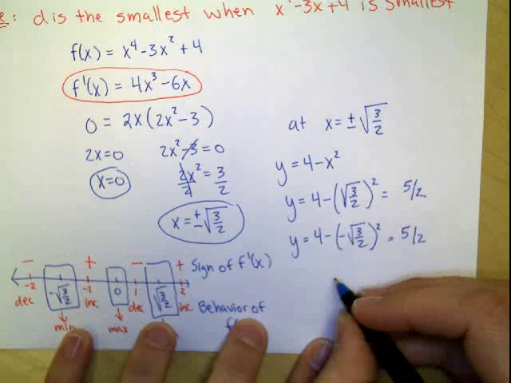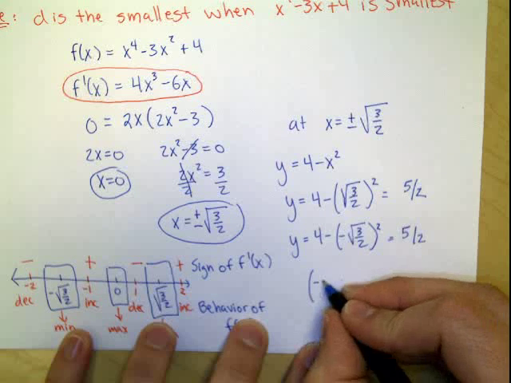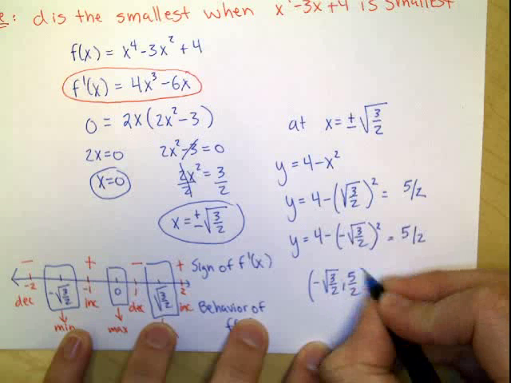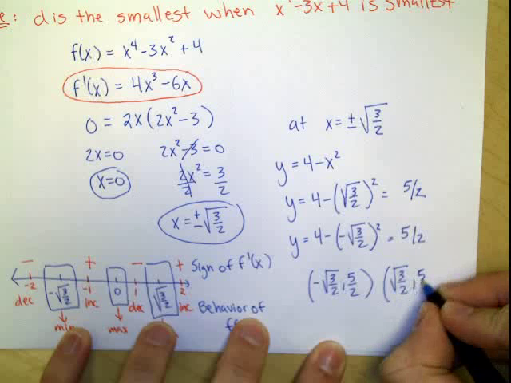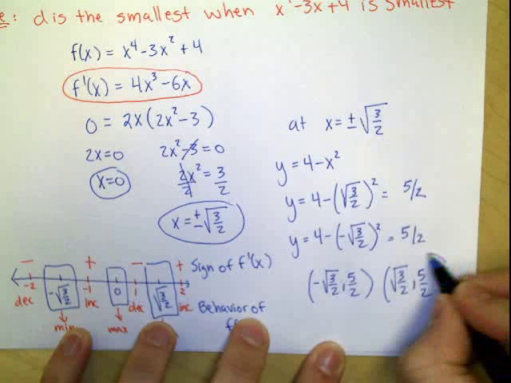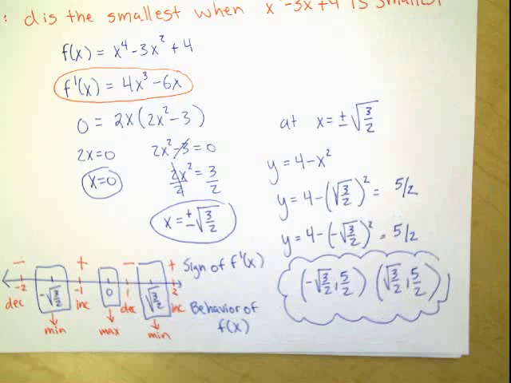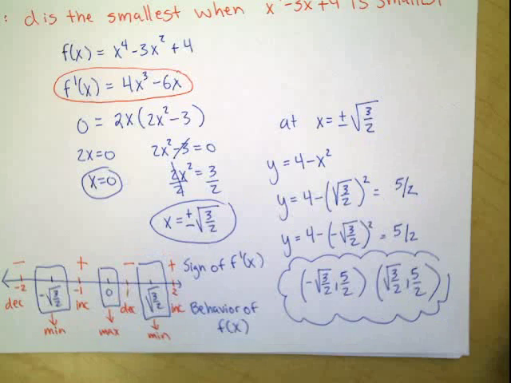So my final answer is going to be in this form. I have 2 points: negative square root 3/2, comma, 5/2, and positive square root 3/2, comma, 5/2. And this is my final answer. These are the 2 points closest on the graph. You're going to notice on the homework tonight that the very first problem is pretty identical to this example, so use this example when you're doing the first problem. And hopefully that's helpful.